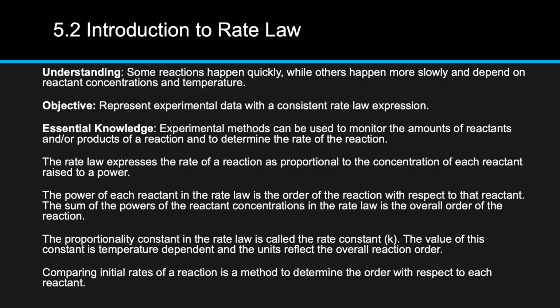Our goal is to represent this data using a rate law expression, which shows how the reaction rate is proportional to the concentrations of reactants raised to specific powers. These powers are going to represent the reaction order for each reactant, and if we take the sum of those powers, it's going to give us the overall reaction order. The proportionality constant in the rate law is called the rate constant, which is denoted by a lowercase k. That is going to be temperature dependent and has units that will reflect the overall reaction order. By comparing initial reaction rates, we can experimentally determine the order of each reactant and construct an accurate rate law.